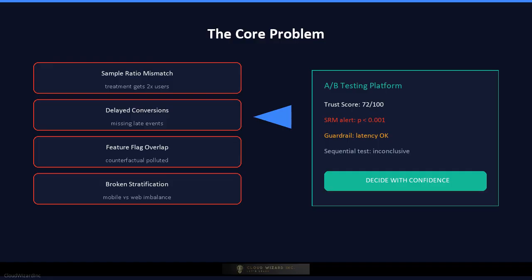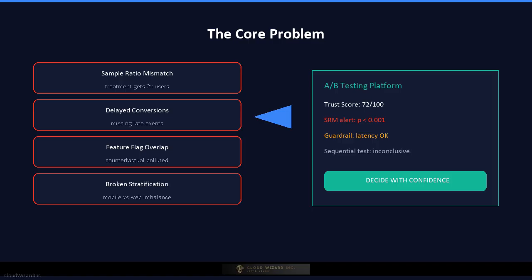Here is the core problem. A product manager wants to know whether a new recommendation model increases watch time on a streaming service. A growth team wants to test a new checkout flow. An ads team wants to compare two bidding strategies. Each experiment needs a random assignment of users into control and treatment groups, a consistent event pipeline, and a reliable statistical analysis. But at scale, this breaks in subtle ways.